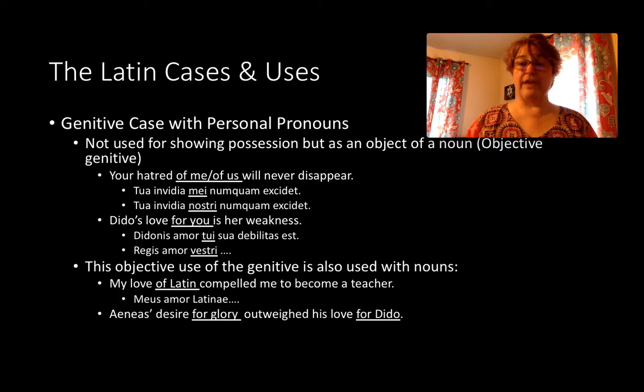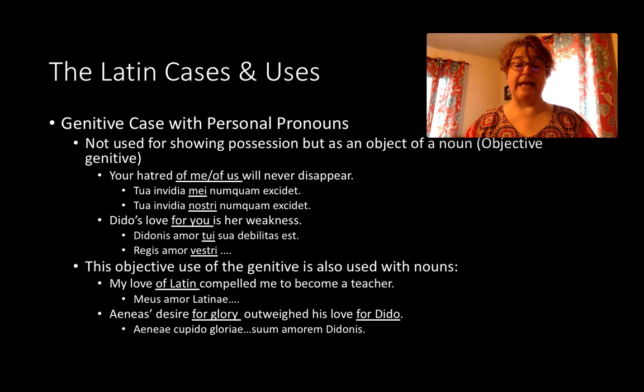Aeneas's desire, there's our trigger word, that is the noun that also names an action. Desire for what? What is the object of his desire? Glory. Outweighed his love. What is the object of his love? Dido. So when we write this sentence into Latin, we will see both glory and Dido in the genitive case, as we do here. Those are examples of the objective genitive in Latin, and the first way that we will be learning to use the genitive form of the personal pronoun.